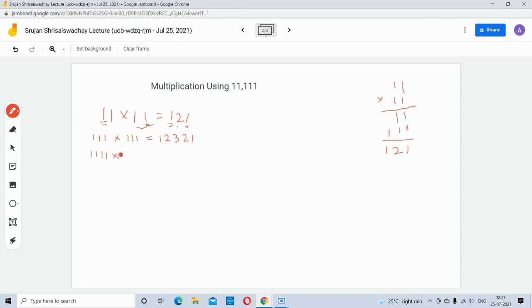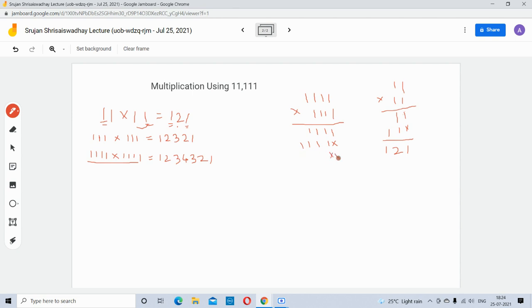Similarly, you can go for 1111 into 1111. How are we going to add it? How many ones are there? 4. So 1, 2, 3, 4. Then its mirror image, 3, 2, 1. So you can check whether you are getting the multiplication like that or not. You just write 1, 1, 1, 1. You leave it and write 1, 1, 1, 1 again.